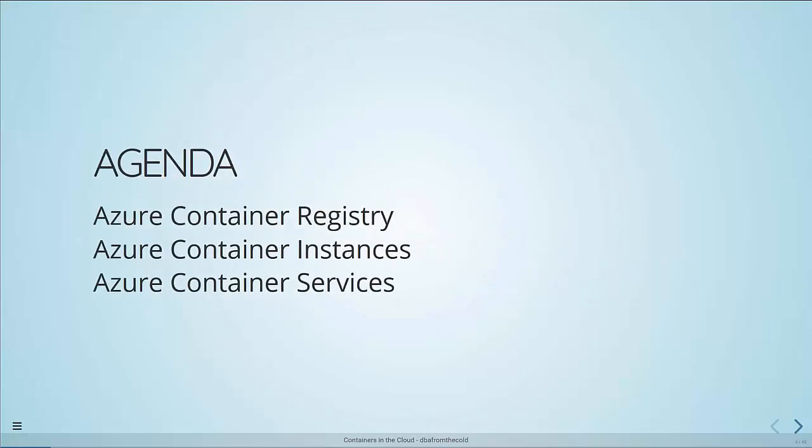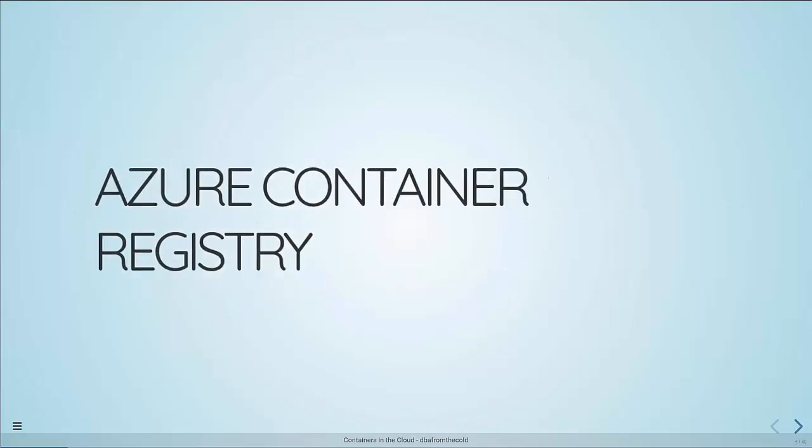This is what we're going to be checking out. We're going to start with the Azure Container Registry, a private managed registry up in the cloud that we can use to host our container images. Then we're going to have a look at container instances. This is Microsoft's serverless offering to allow us to run containers in the cloud. And then finally, we'll have a look at Azure Container Services. This allows us to use an orchestrator to deploy and manage our containerized applications up in Azure. So we're talking Kubernetes.